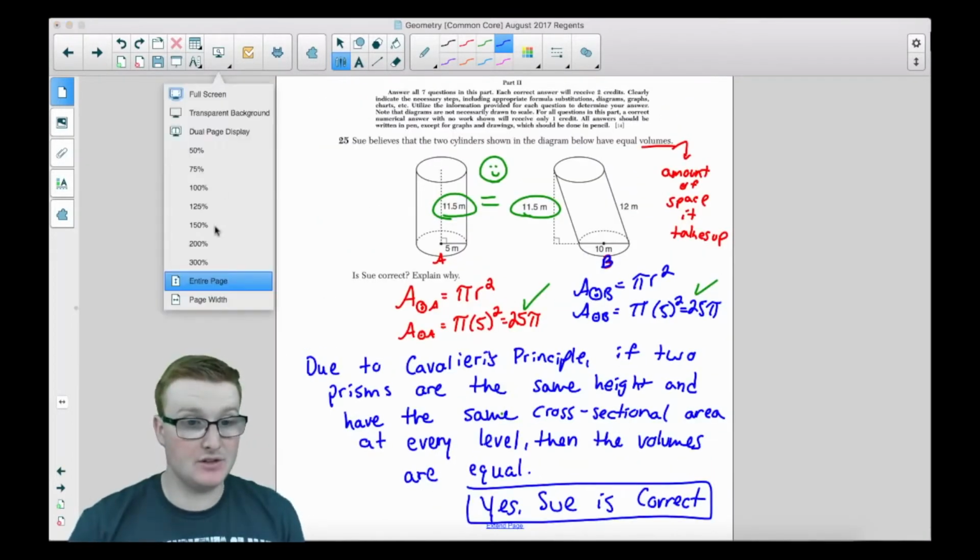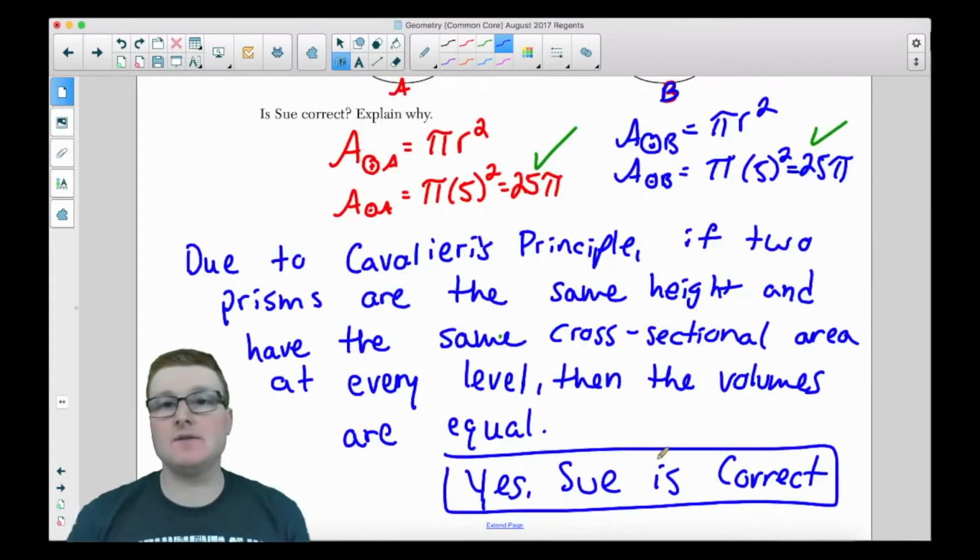We explained what Cavalieri's principle was. We gave a yes that Sue is correct. We got the full 2 points. Run with it. We're good to go.